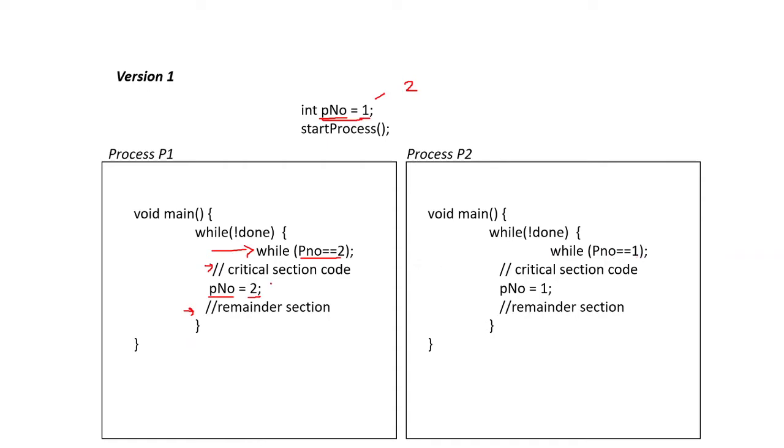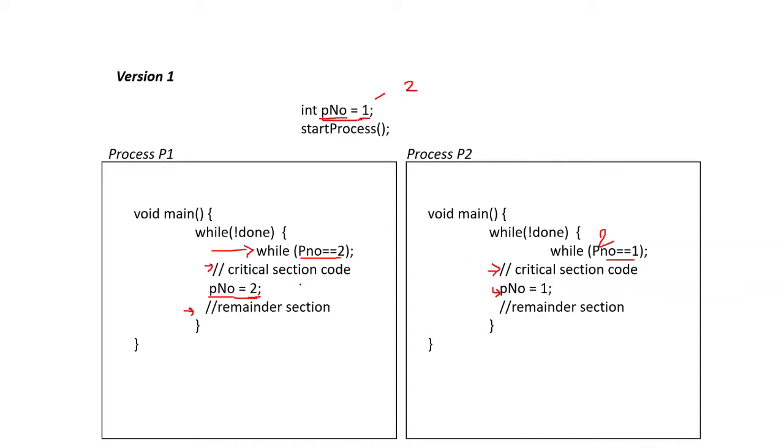Now this variable p number has been changed to 2 by p1 after it exited from the critical section. So now the value of p number is equal to 2, and this while loop evaluates to false. Now p2 enters into its own critical section, executes, and now it will need to change the value of p number to 1. Then it will execute in the remainder section, and finally this will also exit.